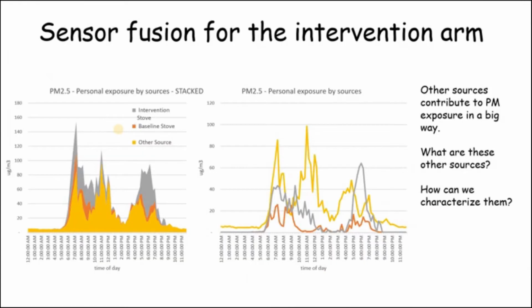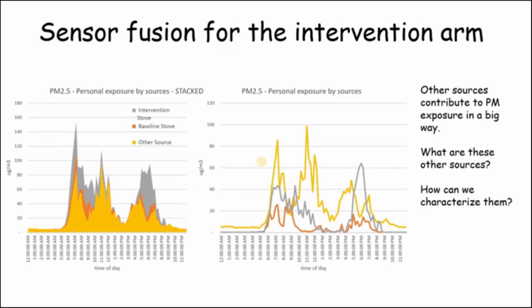And when you do that for all the 30 households in the intervention arm, out of the 6 days, you get these charts that summarize about 300,000 data points of measurements. Those two graphs actually show the same thing. The only difference is that on the left it's stacked, whereas on the right it's not stacked. On the left you see more the overall exposure of the cook, whereas on the right it's a little bit easier to see the contribution of each source.